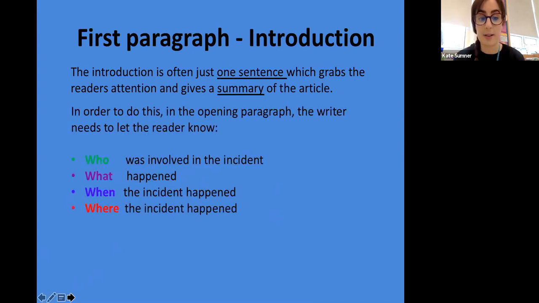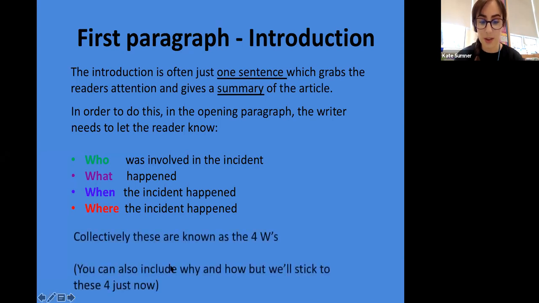So in the opening paragraph, we need to tell the reader all these things. We need to answer these questions. Who was involved in the incident? What happened? When the incident happened and where it happened. Now, these are called the 4 W's. In the previous task, we did also include why and how, but right now we're just going to stick with 4. Okay, so who, what, when, and where. And this is for the first sentence in the newspaper article, the introduction.